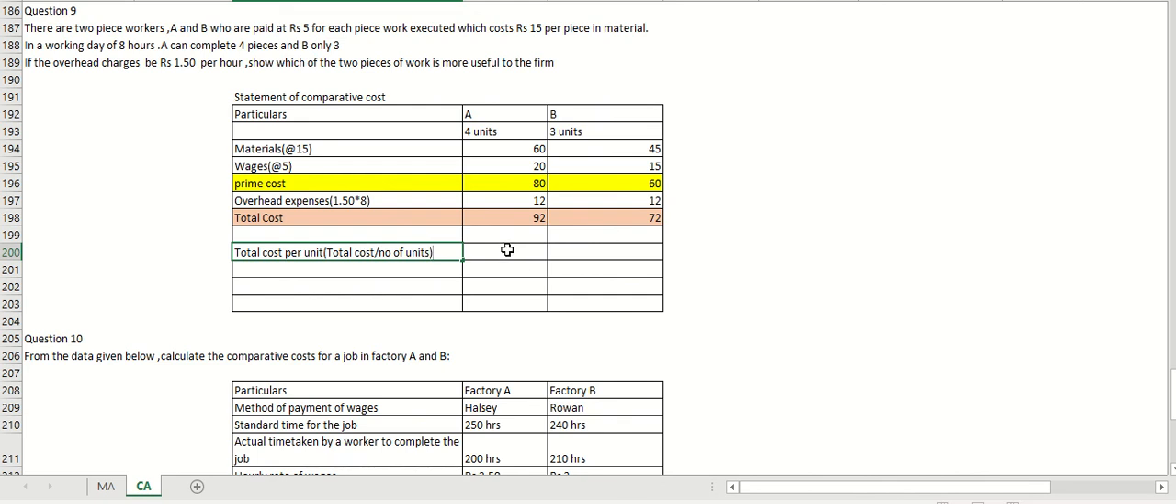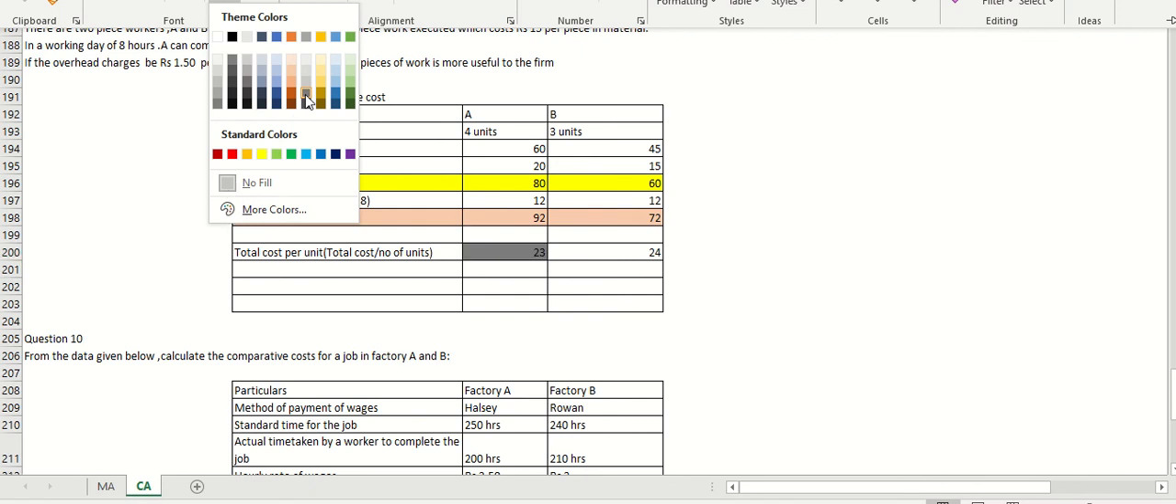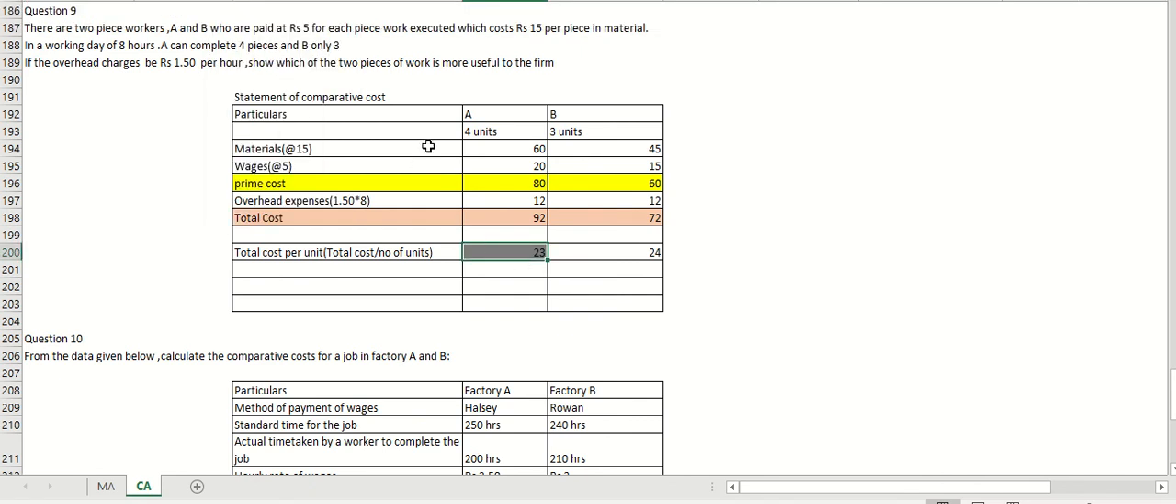So your total cost for worker A is 92 divided by 4, which you get 23, and 72 divided by 3, which you get 24. So if you see, the per unit cost is lower in the case of worker A when compared to worker B. Hence worker A is known as more useful from the point of view of the organization. Someone who can give a lower cost is more useful to the organization.